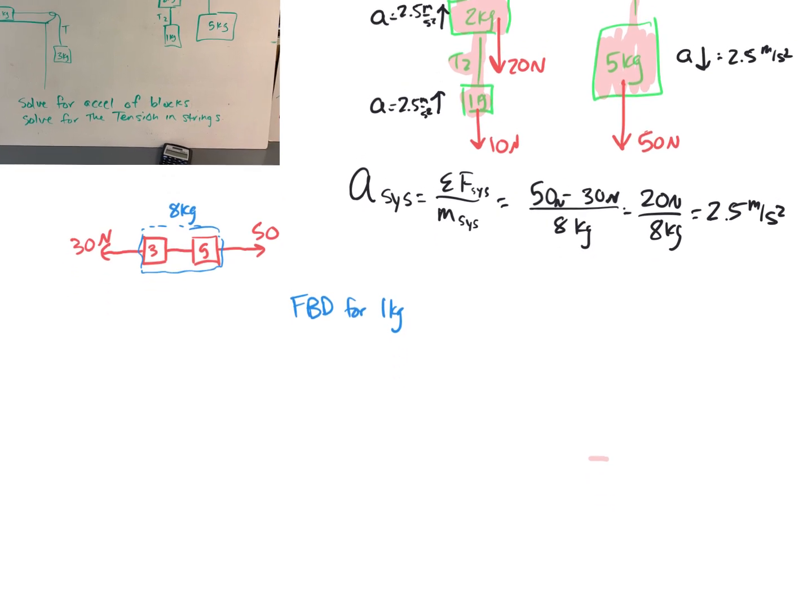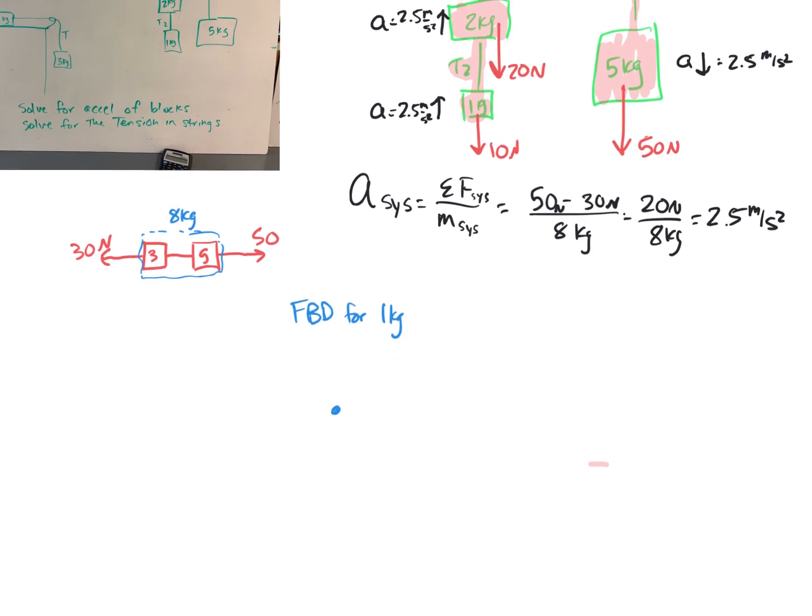That object has 10 newtons of weight down and tension that will be larger than 10 newtons. The reason I know it's larger is because that thing is accelerating upward. When I write the net force for that object, it's tension minus 10 newtons, which equals its mass times acceleration.